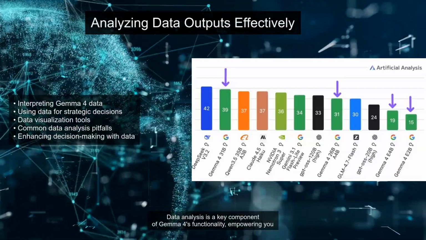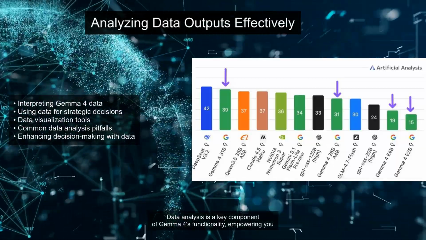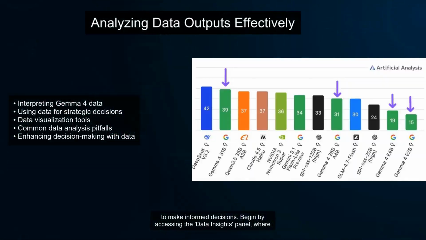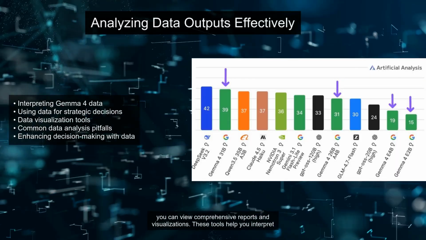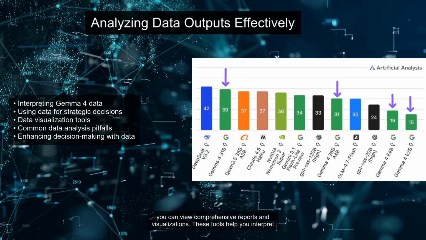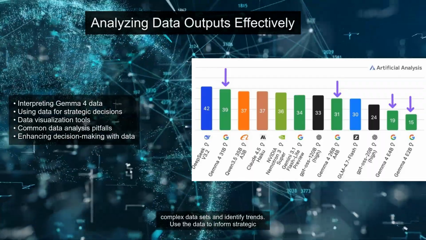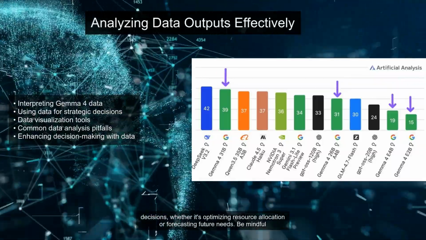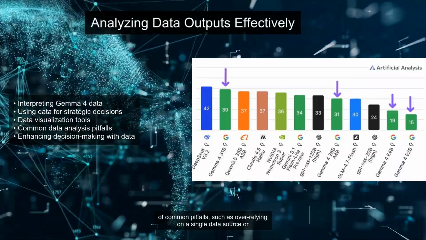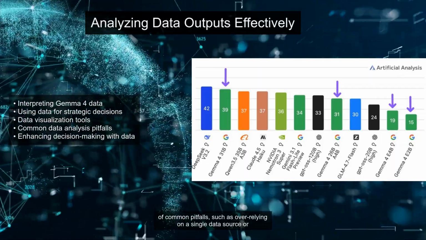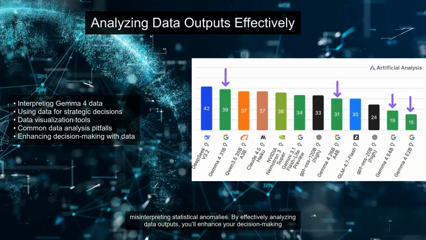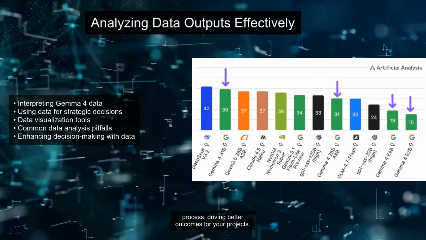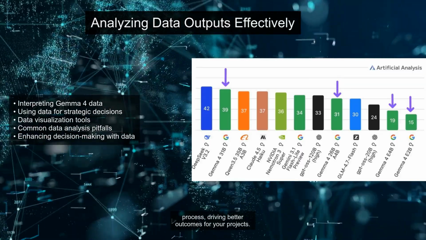Data analysis is a key component of Gemma 4's functionality, empowering you to make informed decisions. Begin by accessing the Data Insights panel, where you can view comprehensive reports and visualizations. These tools help you interpret complex data sets and identify trends. Use the data to inform strategic decisions, whether it's optimizing resource allocation or forecasting future needs. Be mindful of common pitfalls, such as over-relying on a single data source or misinterpreting statistical anomalies. By effectively analyzing data outputs, you'll enhance your decision-making process, driving better outcomes for your projects.